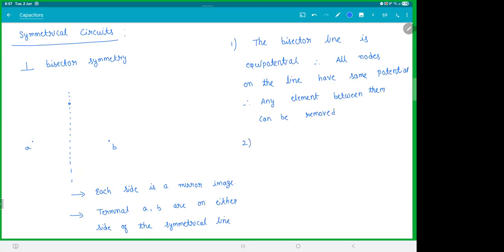The second thing that happens: nodes along the symmetrical line can be opened up along the line. So it's important how you open them. Let me show you an example. That would make you understand much better. You will actually understand the whole meaning of it.